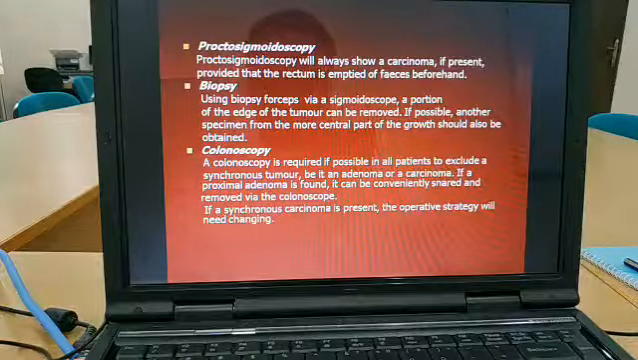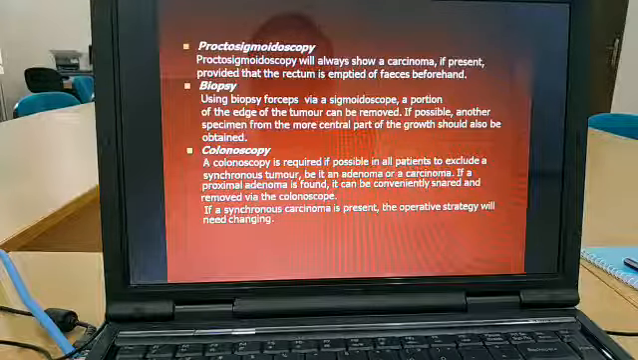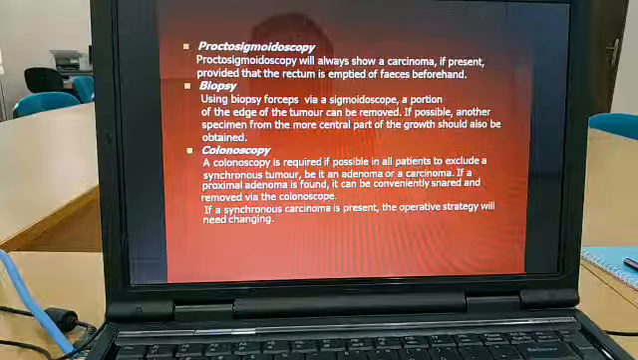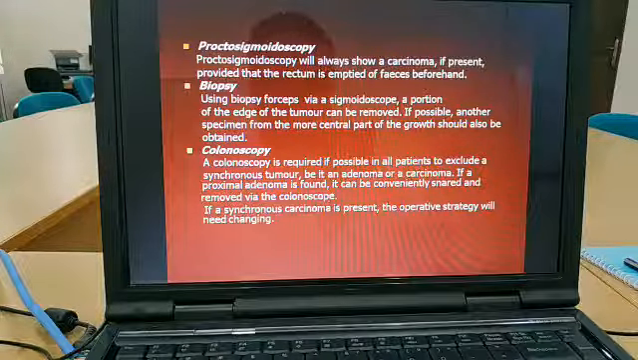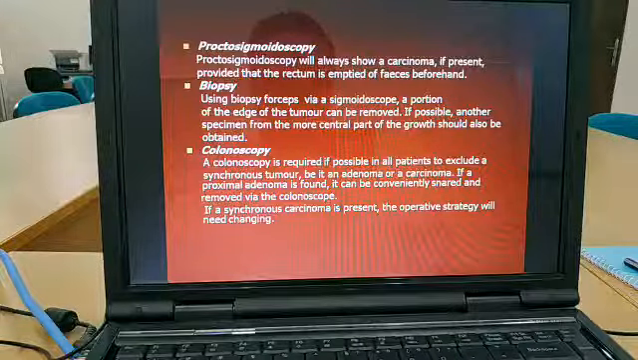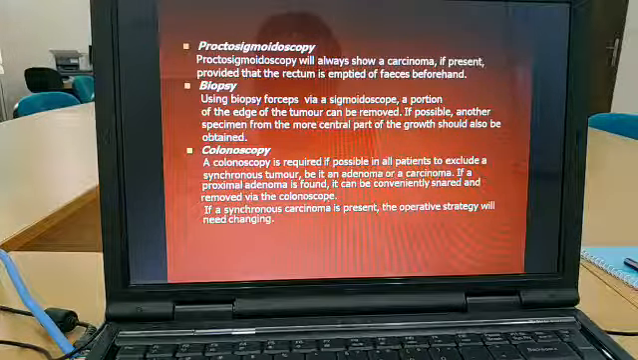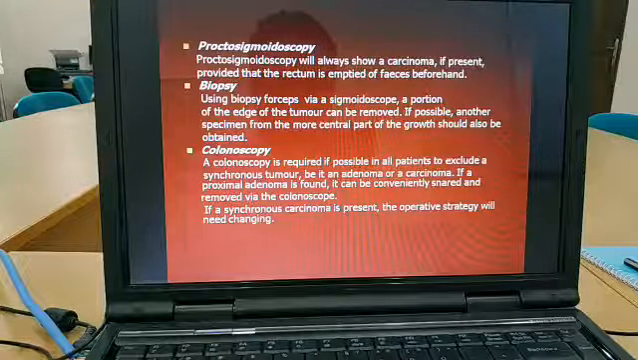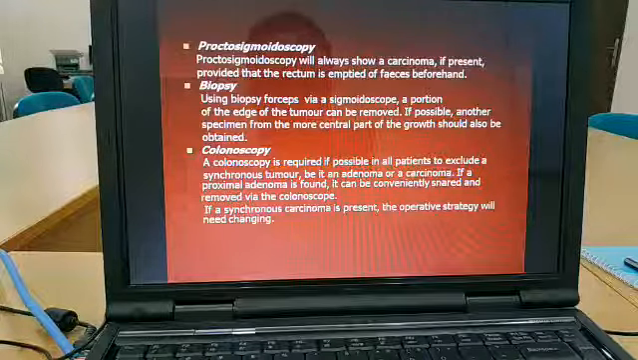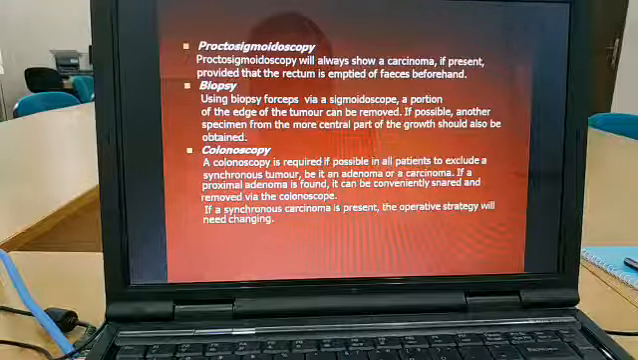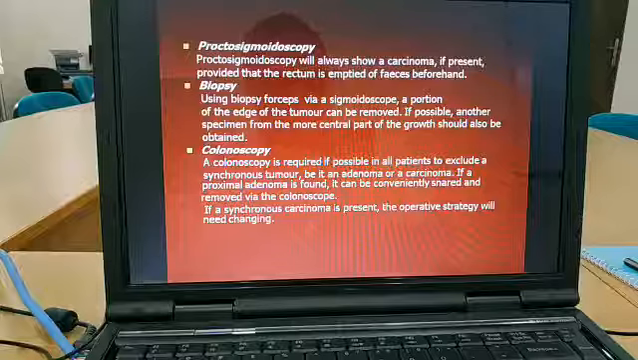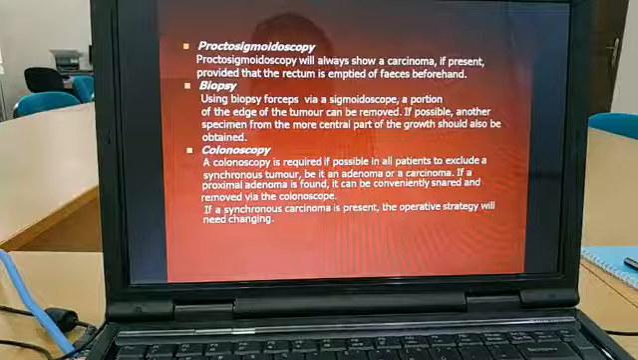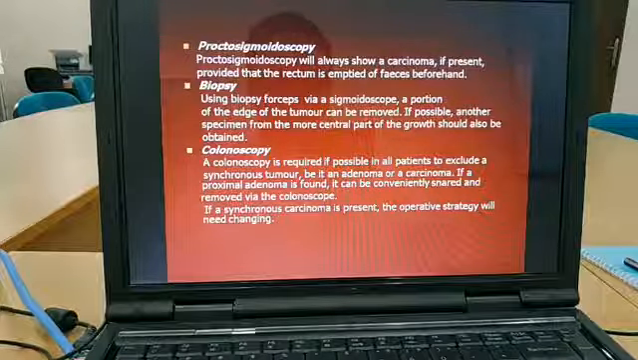Using a biopsy forceps, by a sigmoidoscope or a proctoscope, you can take a tumor for histopathological examination. If you find an ulcer, it is advisable to take multiple biopsies, or if you find an ulcerative lesion or a cauliflower lesion, it is better to take multiple biopsies, because in a single biopsy the tissue representative may not come out. So it is better to take biopsy from multiple sites.